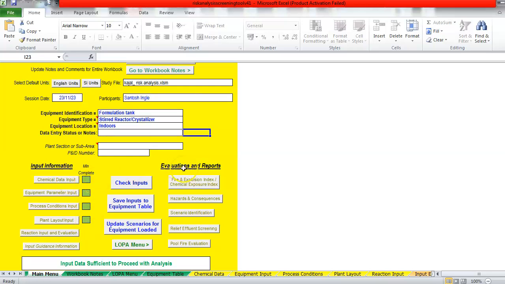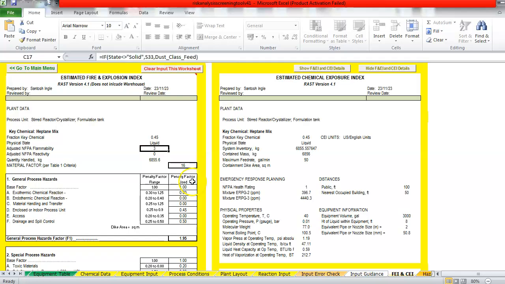To get the reports we go to the right hand side where different evaluation reports are available, which are referred to by a safety inspector. So fire and explosive index, chemical exposure index, hazard and consequences, scenario identification, relief efficient screening and pool fire evaluation. These are the basic evaluation reports, and one by one we will see them here. So first is the fire and explosive index.